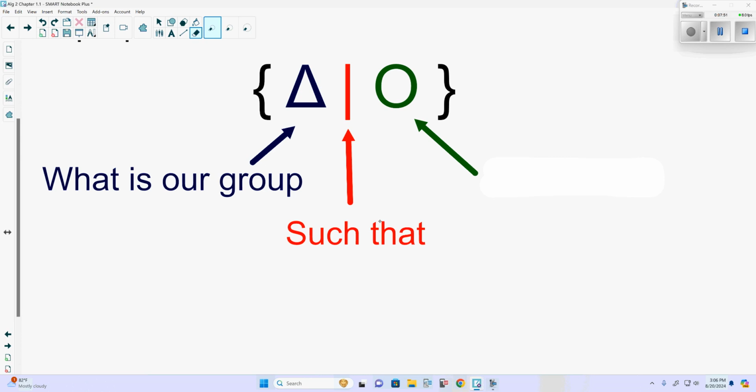Such that, and the last part, our circle, is the description. So the first part is what type of numbers? We define our number group such that we give them a specific definition. So it could be the set of all real numbers x such that x is less than 2. So the first part is our group, our type of numbers that we have. The bar in the middle is always going to be "such that." That never changes. And then we give a description, further defining the group of numbers.